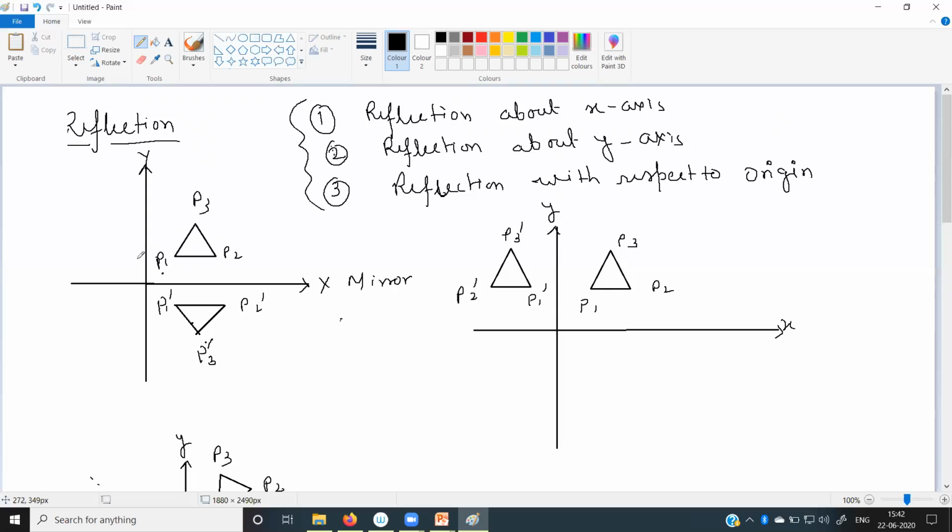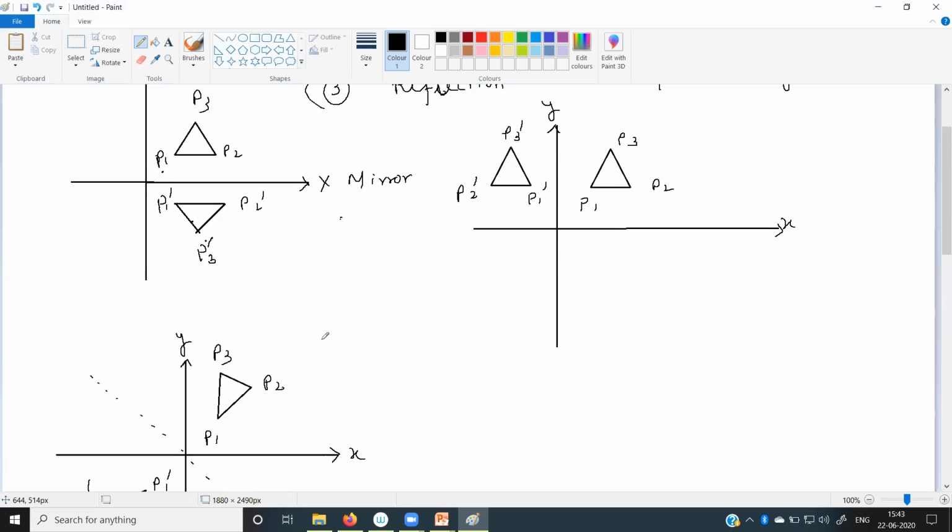So there are basically three types of reflection. One is the reflection about x-axis, reflection about y-axis, and reflection with respect to origin. And from the three diagrams, you can easily derive the transformation matrix. So we will derive the transformation matrix for the reflection along x-axis. So let us write down the reflection matrix.